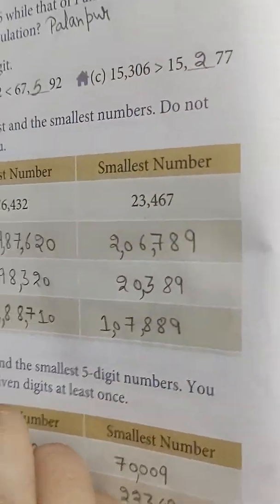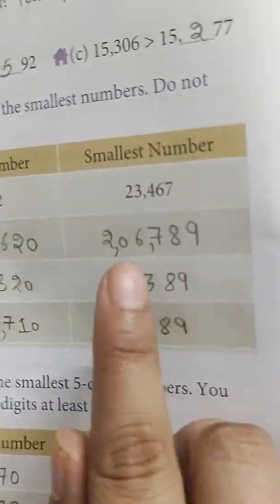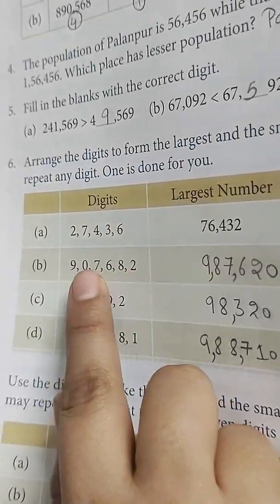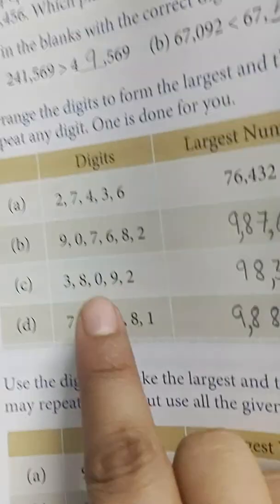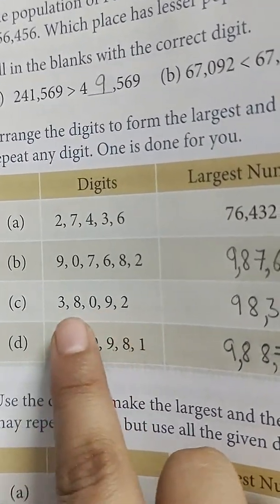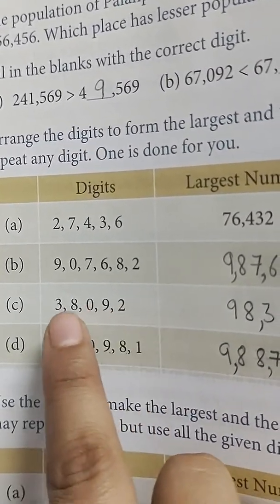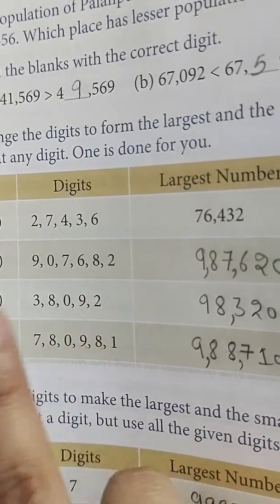Now we have this number, so we are putting 2, 0, 6, then going opposite, 2, 0. Then you go 6, 7, 8, 9, like this you have to write. Here also we have 0, so firstly we write the largest number: 9, 8, 3, 2, 0. There will be no problem.